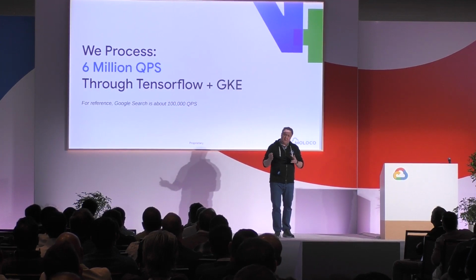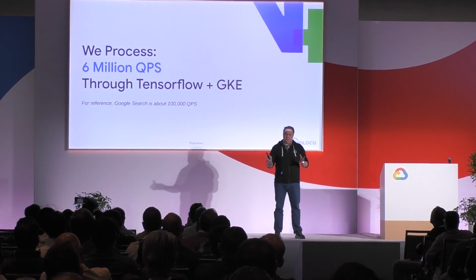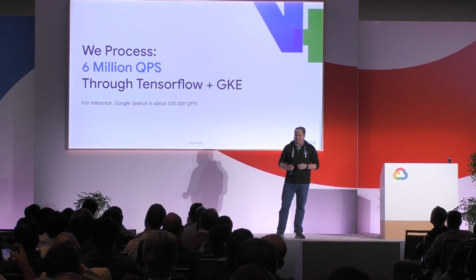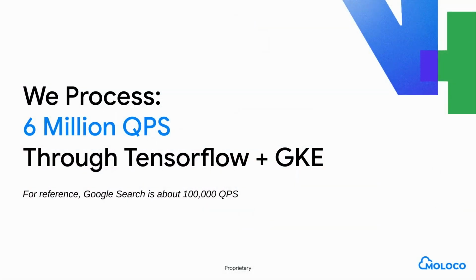So we respond to all of those bid requests using deep neural networks, and we're pushing about 6 million QPS through TensorFlow and Kubernetes. And a lot of people think of Google search as a pretty busy place on the internet. That's only about 100,000 QPS by point of comparison.